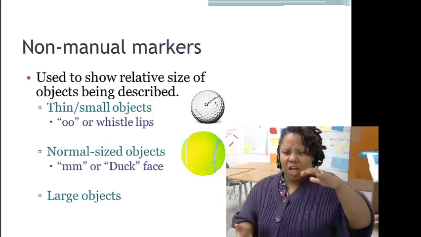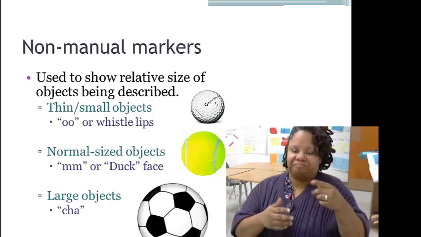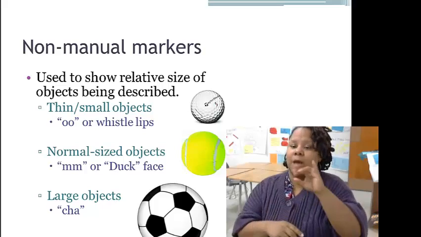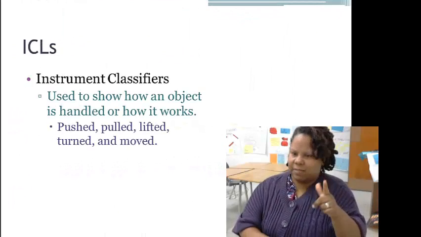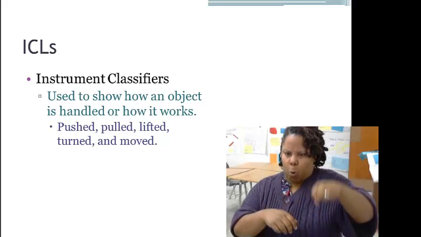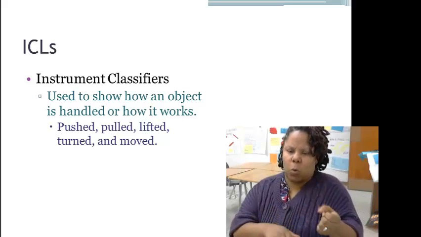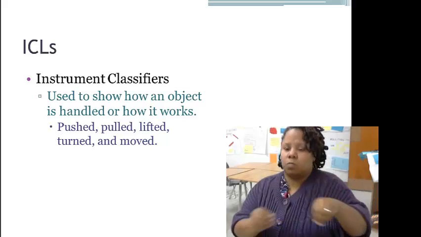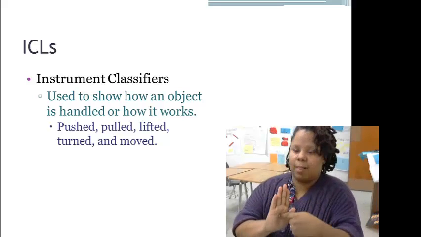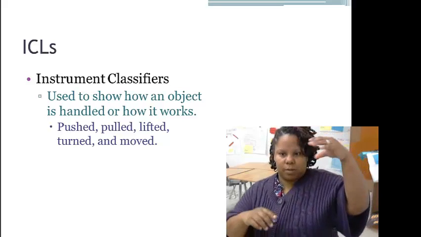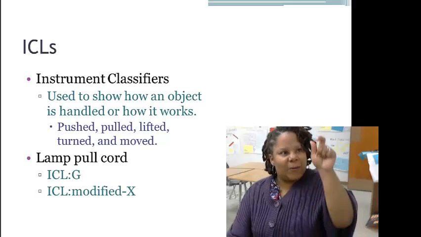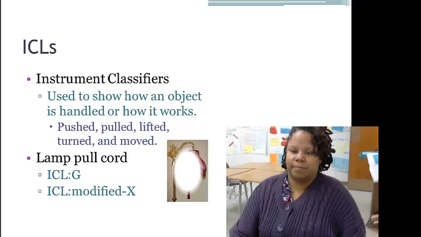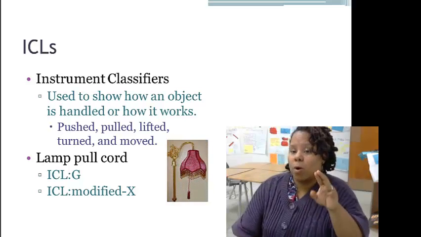Moving on to instrument classifiers, also referred to as ICLs. It is another way used to describe how objects are handled or how they work. ICLs show how objects are pushed, pulled, lifted, turned, and moved. For example, if you're using a lamp pull cord and you're using an ICL, you would use an ICL G hand shape like this. ICL modified X hand shape like this.